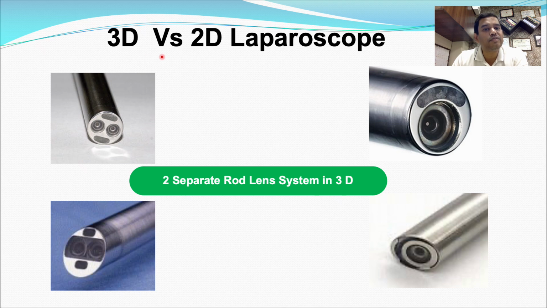So, 2D image versus 3D image. We have a different telescope for 2D and 3D. This is a typical 0 degree 3D telescope which has two rod lens systems, as you can see, as compared to the 2D conventional telescope which we have. This is a 0 degree 3D telescope and this is a 30 degree 3D telescope, and this is a 30 degree 2D telescope.